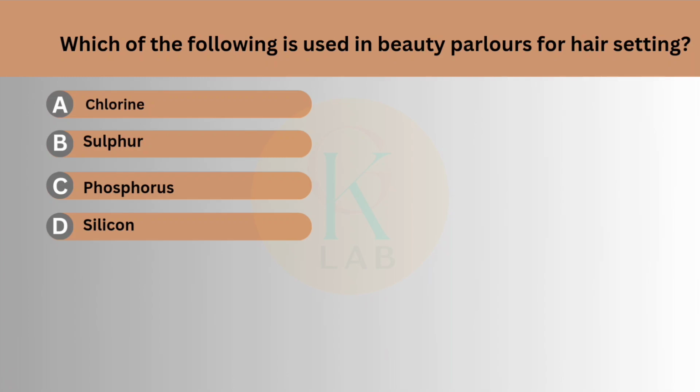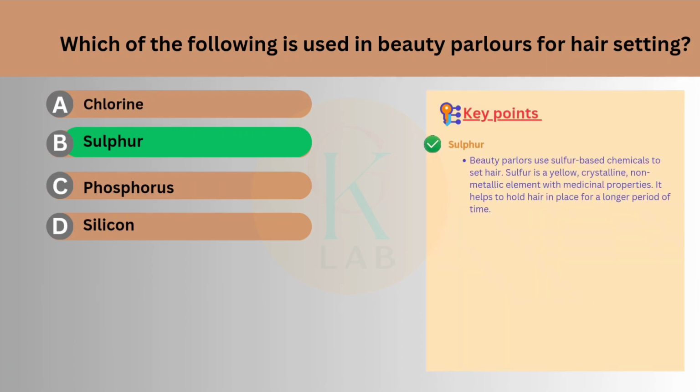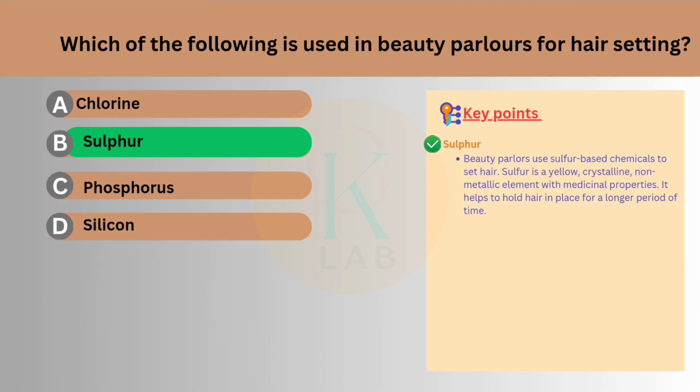Next question, which of the following is used in beauty parlors for hair setting? The correct answer is option B, sulfur. Some important points: sulfur. Beauty parlors use sulfur-based chemicals to set hair. Sulfur is a yellow, crystalline, non-metallic element with some medicinal properties. It helps to hold hair in place for a longer period of time. So that is why it is used in beauty parlors.